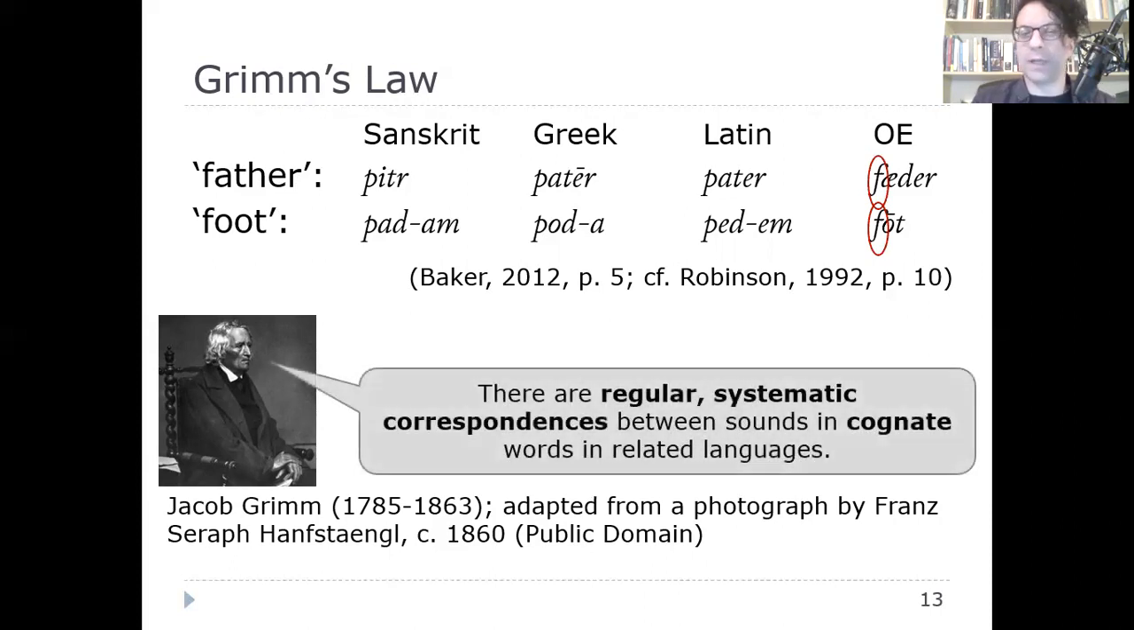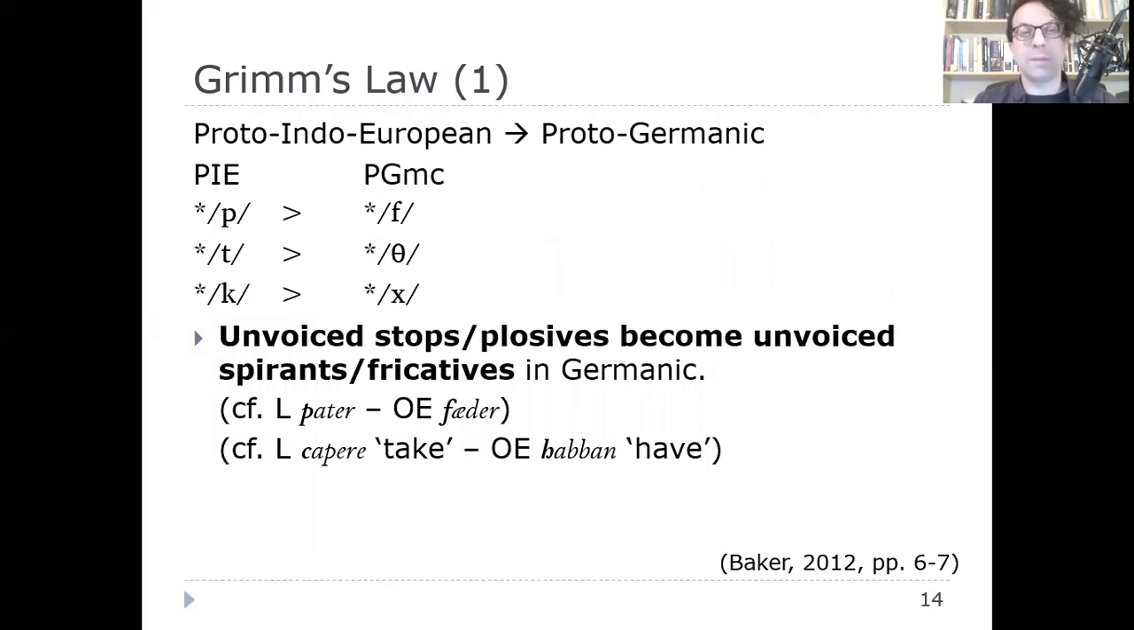So the discovery of around 200 years ago by people like Jakob Grimm was that there are regular and systematic correspondences between sounds in cognate words, in related words, in related languages. And Grimm's law can be formulated like this.